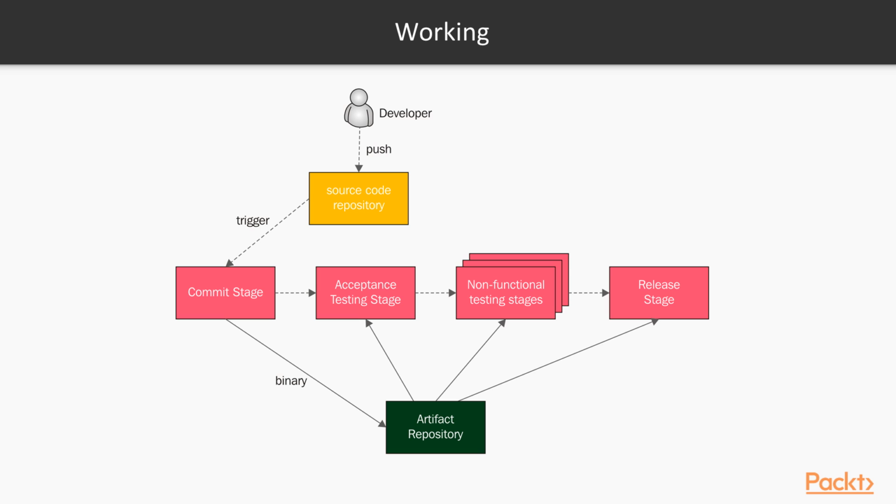Let's look at the figure presenting it working. The developer pushes a change to the source code repository, which triggers the pipeline build. As the last step of the commit stage, a binary is created and stored in the artifact repository. Afterward, during all other stages of the delivery process, the same binary is pulled and used. Depending on the program language and technologies, the binary formats can differ.